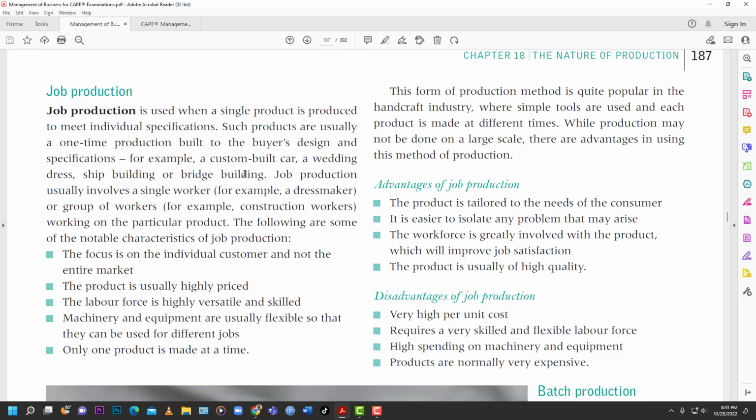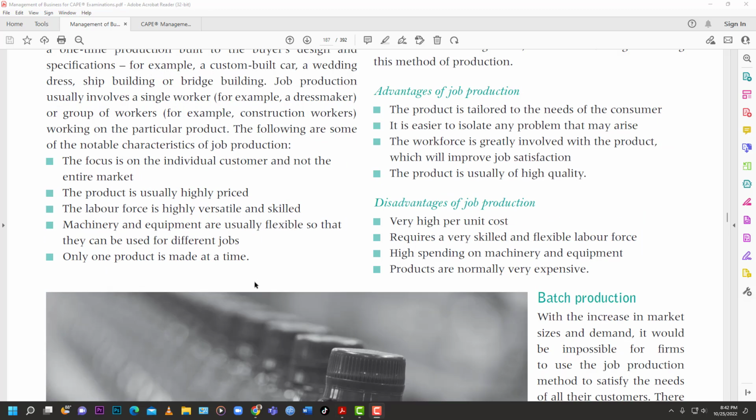It's a single job, it's customized or individualized, it's designed to certain specifications, and in some cases just one person would work on it, like a dress, the tailor or the seamstress, or a group of workers coming together to work on the one thing, like construction workers working on a building. So some characteristics of job production. The focus is on the individual customer and not the entire market. So you're pinpointing that person who wants the house built, the dress, the car customized. You're not producing for the market as a whole.